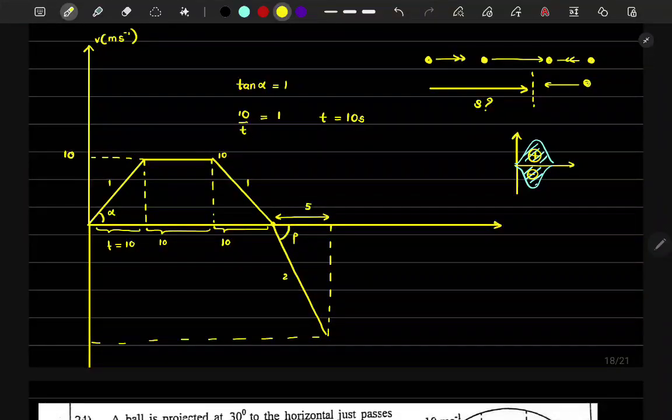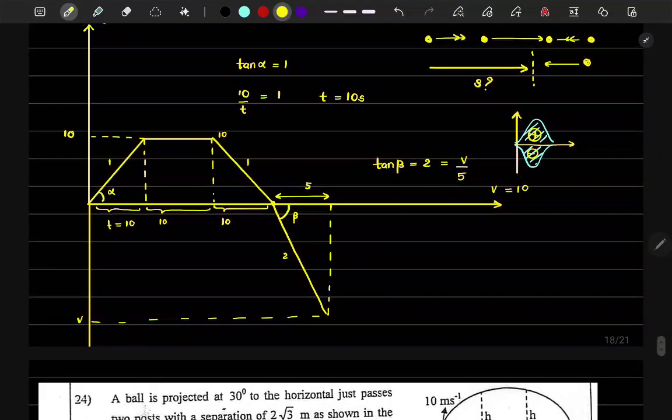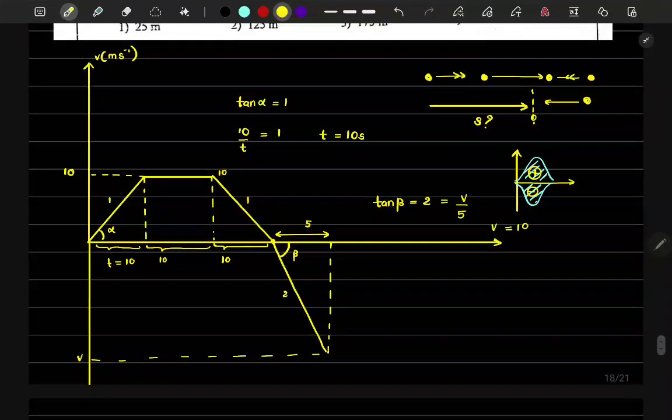If this is beta, then tan beta is equal to 2. That is equal to, let's say this velocity here is v, over 5. So v is equal to 10. So during 5 seconds with this acceleration in the opposite direction, it gains a velocity in the opposite direction of 10. This is 10 here. Now to calculate the displacement, I'll consider this positive area and this negative area.